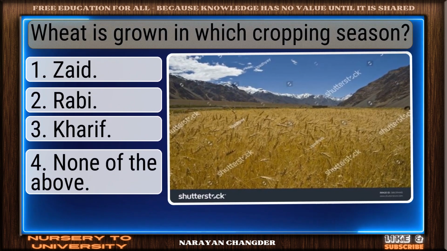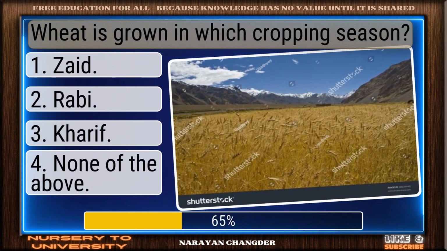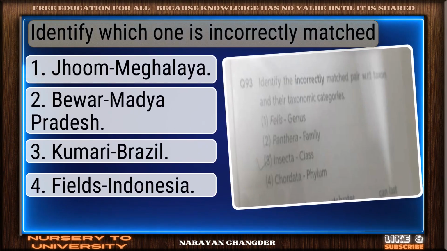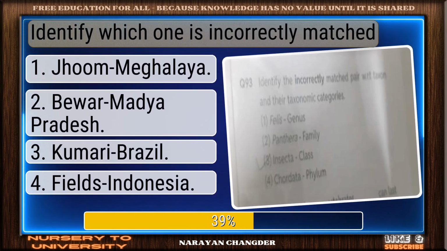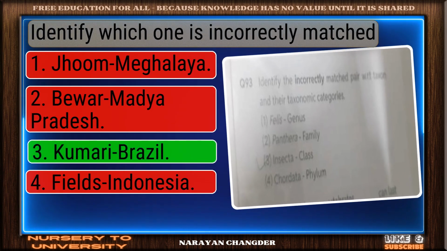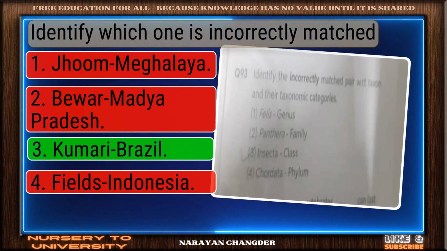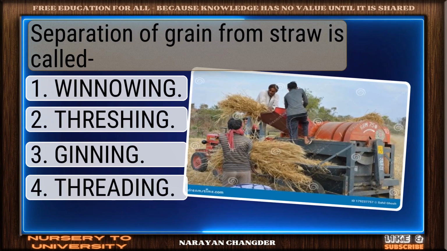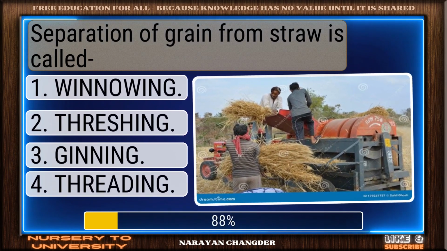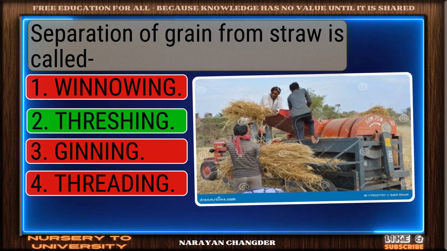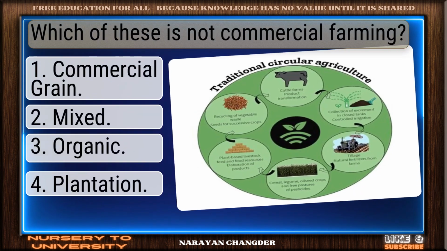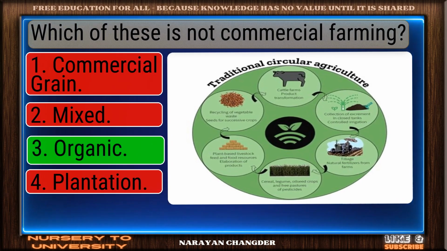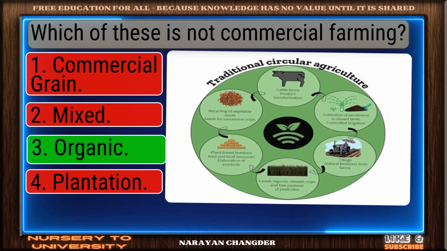Wheat is grown in which cropping season? Well reasoned. Rabi is correct. Identify which one is incorrectly matched. You're right. Kumari, Brazil is correct. Separation of grain from straw is called... Right choice. Threshing is best. Which of these is not commercial farming? Correct response. Organic is accurate.